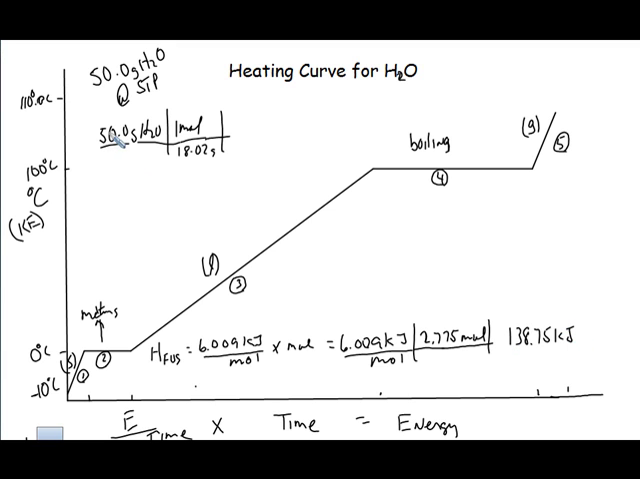You're going to divide 50 grams by 18.02 grams per mole. That gives you the moles of water, 2.775 moles of water, right? Then you're going to multiply the 6.009 kilojoules per mole, that's the heat of fusion, by your 2.775 moles of water. Do that for me real quick and see what you come up with.